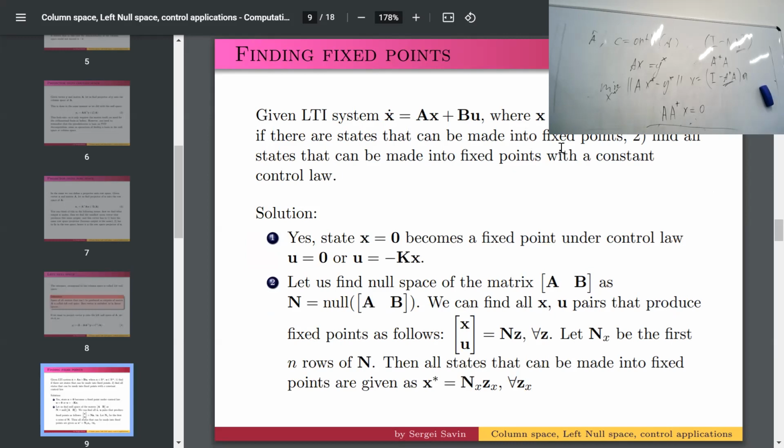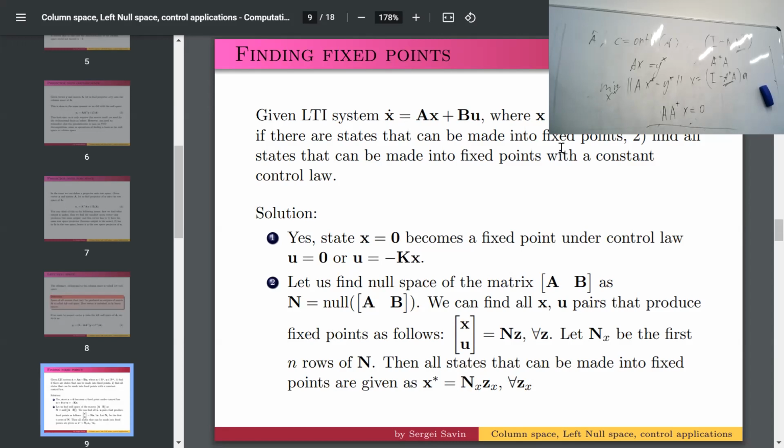So imagine you have an LTI system of this form: x dot equals Ax plus Bu. LTI means linear time invariant system. Basically, you can think about this differential equation. We want to find if there are states that can be made into fixed points. A fixed point is when x dot equals 0. So basically, you want to turn it into Ax plus Bu equals 0. And what I'm asking is to find such x's that for some u it is possible. And that's the first problem.